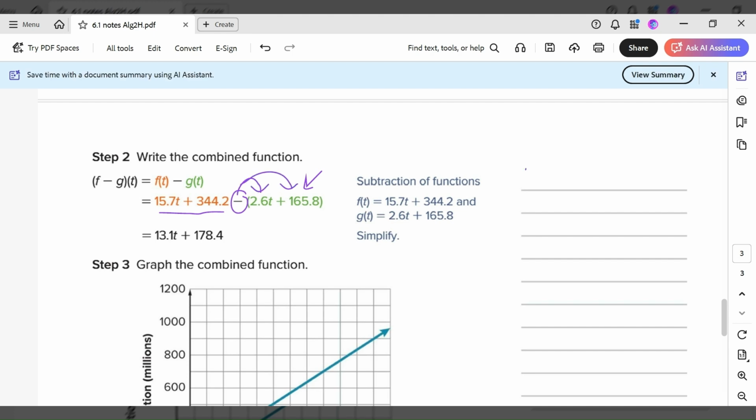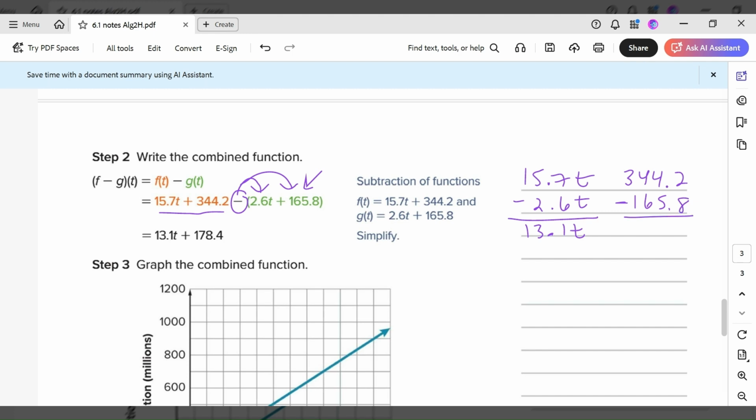So they're saying 15.7t minus 2.6t. That's where we get our 13.1t. And then we see 344.2 minus our 165.8. And that's where we get our 178.4 for our final solution piece.